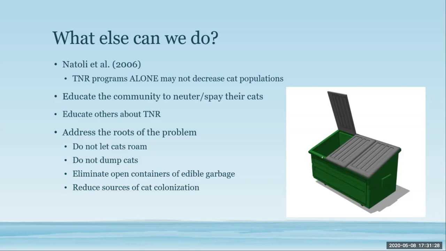And also, going back to a point I made towards the beginning of the presentation, we can educate individuals on eliminating open containers of edible garbage. So what cats do is that when they see these open containers, they don't necessarily see it as food that they can have, but as food that they can protect so that other cats can come and colonize with them so they can have their community. So if we were to reduce these, we can reduce sources of cat colonization.